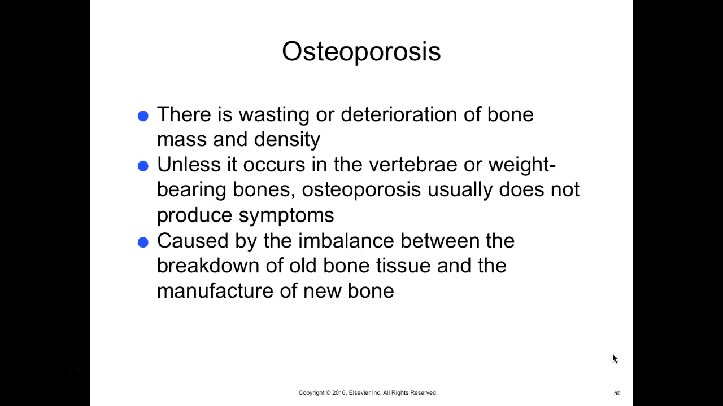All right, osteoporosis. This is a wasting or deterioration of bone mass and density. So the bones become more porous rather than having density, which we want to support weight. So unless it occurs in the vertebrae or weight-bearing bones, osteoporosis usually doesn't produce symptoms. So if it's in the arm, the person may not have symptoms, but let's say they fell on their arm, they may break the arm more easily than they would if they didn't have osteoporosis. It's caused by an imbalance between the breakdown of old bone tissue and the manufacture of new bone tissue.